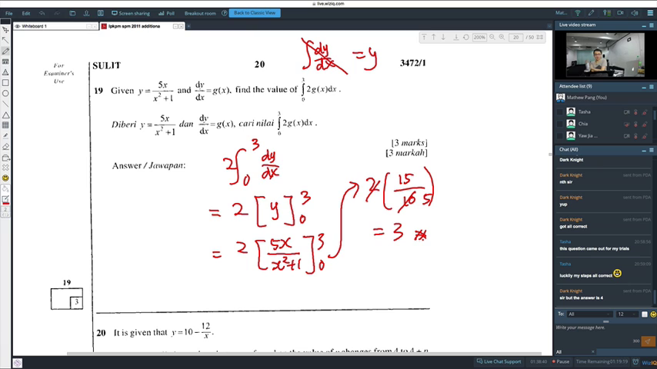Okay, just 3 marks. Because for this kind of question, read carefully. You do not need to differentiate it. A lot of students might use the quotient rule to differentiate this one, but it's only 3 marks. It's impossible to differentiate and integrate at the same time, since the question gives you only 3 marks.